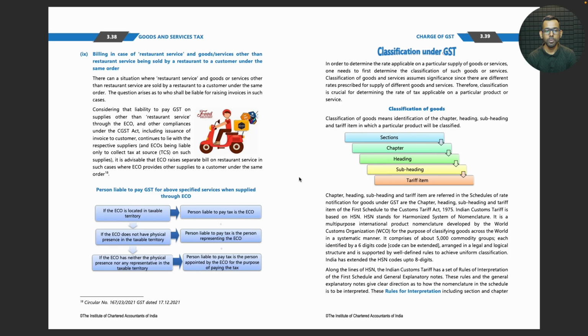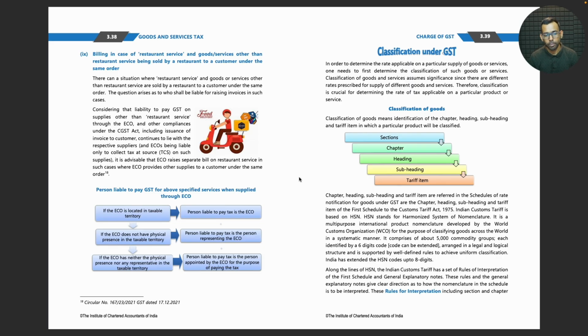There can be a situation where restaurant service and goods or services other than restaurant service are sold by a restaurant to a customer under the same order. The question arises as to who shall be liable for raising invoices in such cases.